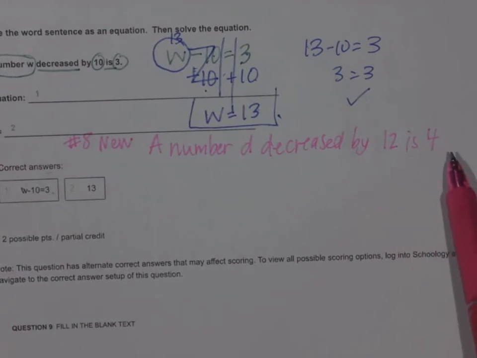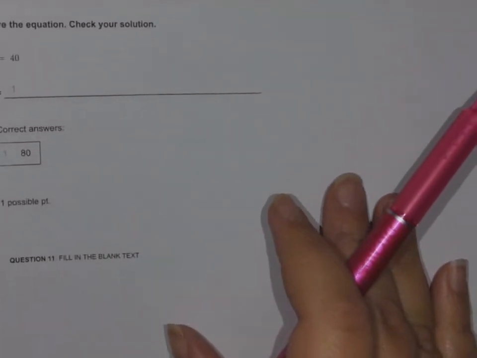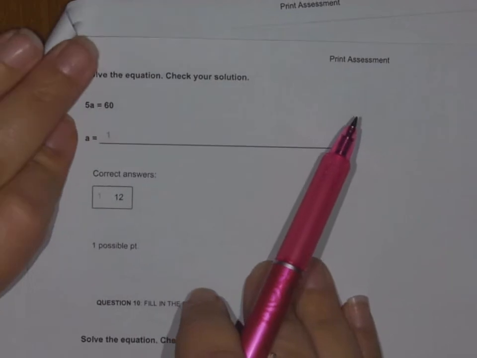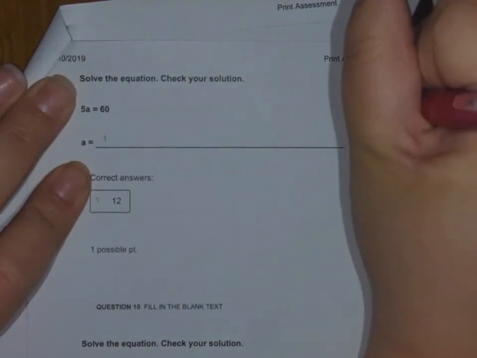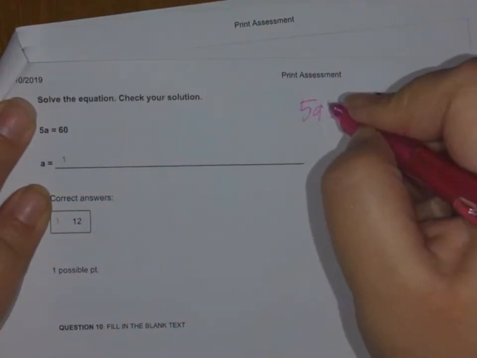Okay, number 9 is the same type of problem. Oh, just kidding. You're not. This number 9 is just solving. Solving and then checking. Okay, so you're going to go ahead and do your railroad tracks and solve. So 5a equals 60. Okay, so first you're going to draw a railroad track.